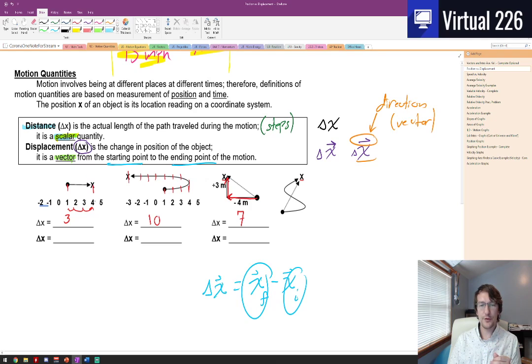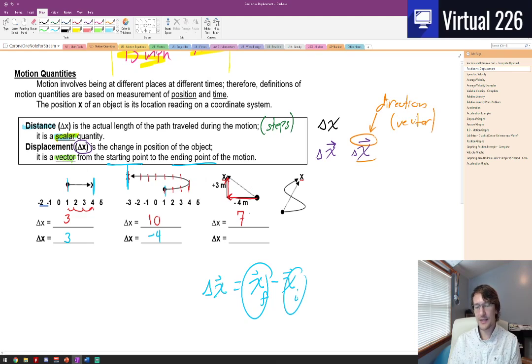So if we look at our first example, we ended at 4, we started at 1. 4 minus 1 is 3. These happen to be the same answer, but they don't have to be. When we look at the second example, our final position is -3. -3 minus our initial position of 1, -3 minus 1 is -4.